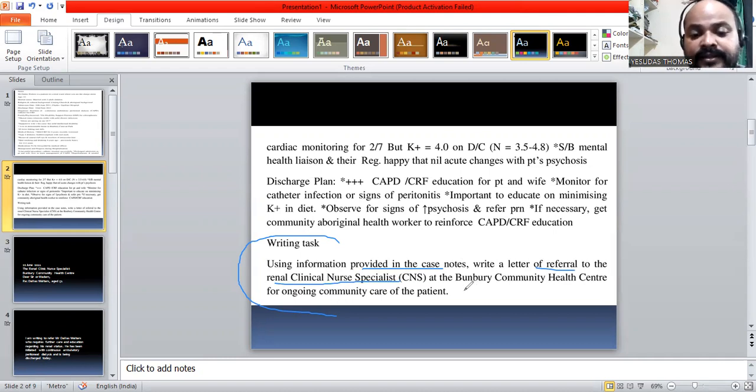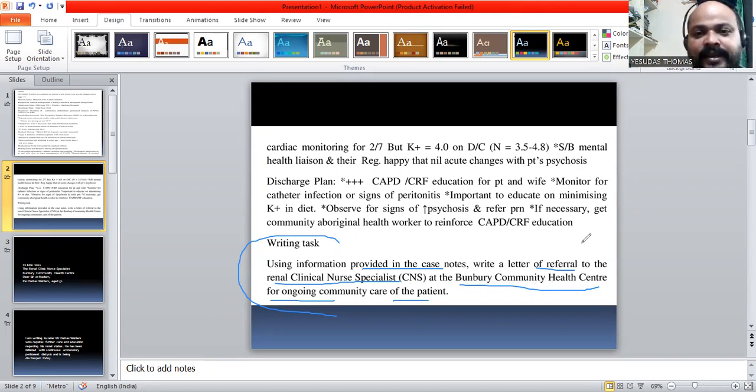So you are writing to a nurse, and the designation of the nurse is renal clinical nurse specialist. The setup is Burnbury Community Health Center. For what? For ongoing community care of the patient. So what care you have been giving should be carried out further.